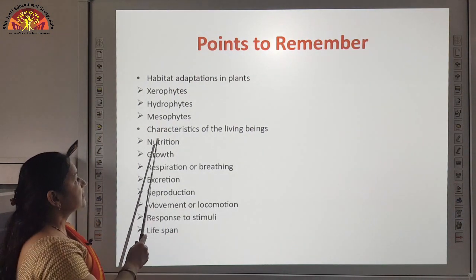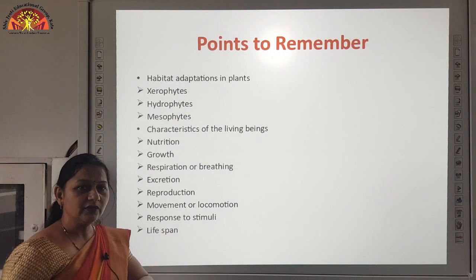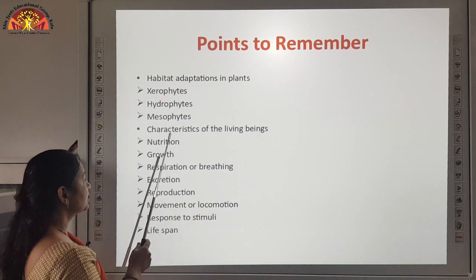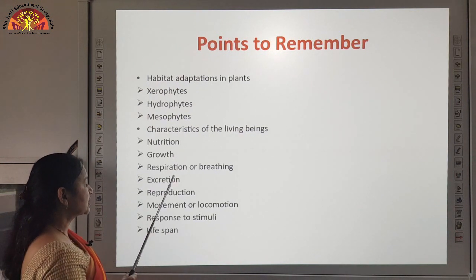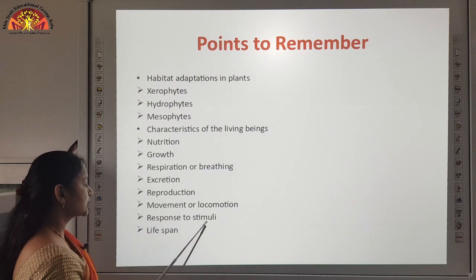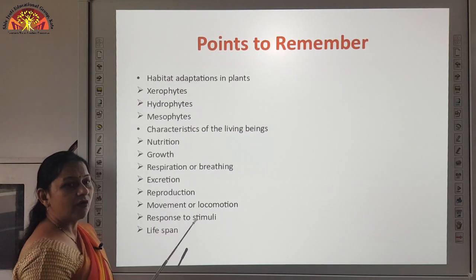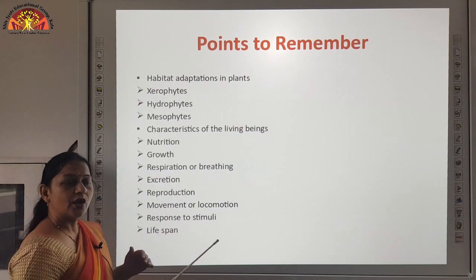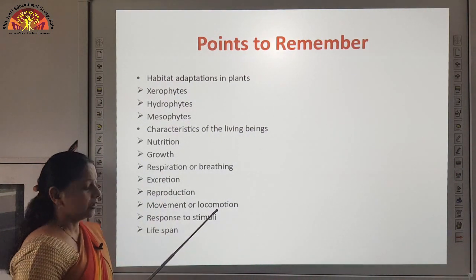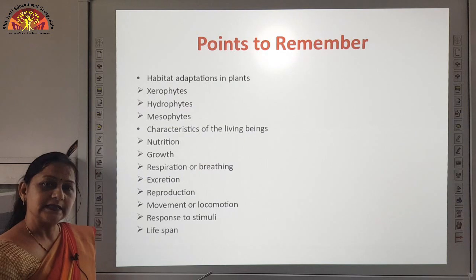Then we have the characteristics of living beings, some characteristics which differentiate living organisms from non-living organisms. And what are these? Nutrition, growth, respiration, excretion, reproduction, movement or locomotion, response to stimuli and lifespan. These are the headings under which we can differentiate living beings and non-living beings. Okay, so children, this was a short recapitulation of the chapter.